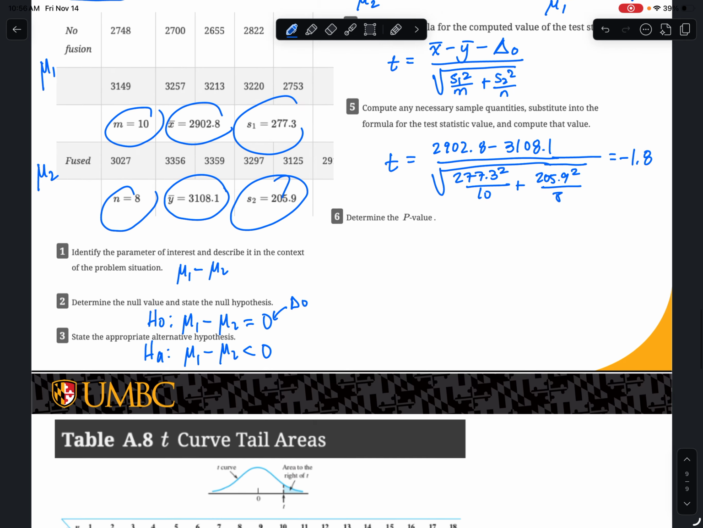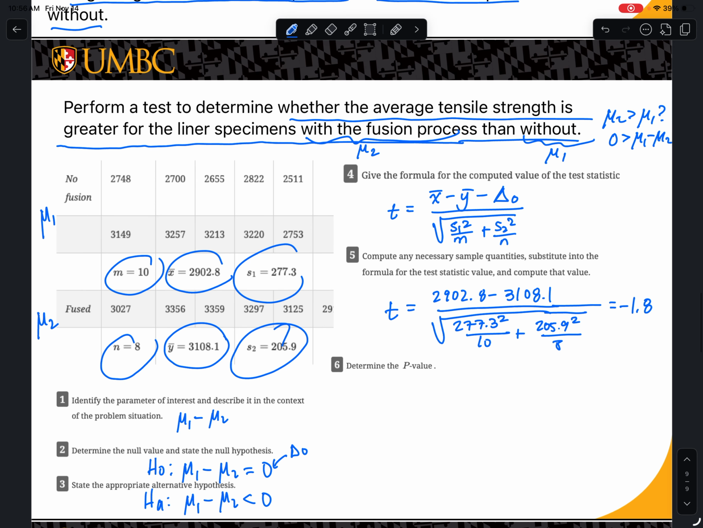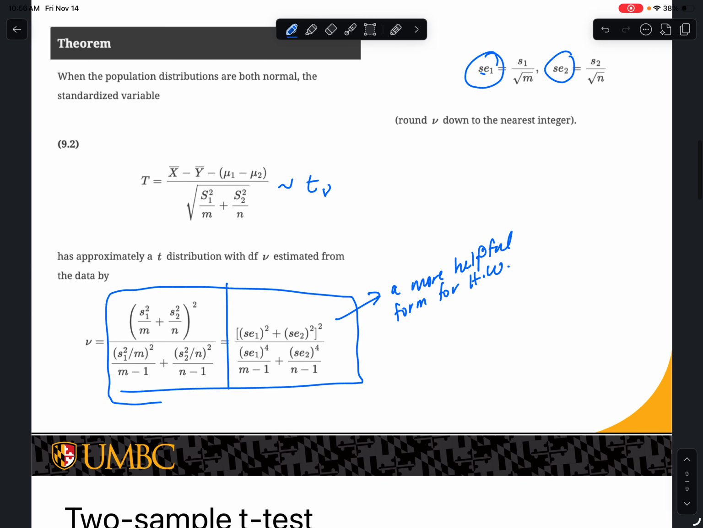So we need the area to the left of minus 1.8 under t with a particular degrees of freedom. We're going to get the degrees of freedom by going back to that formula. I'm just going to put a little star next to the formula. This is the degrees of freedom formula for the two-sample t-test. I'm putting a star here because it's too much for me to rewrite each time.